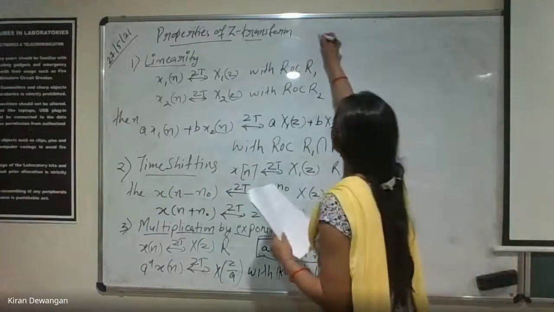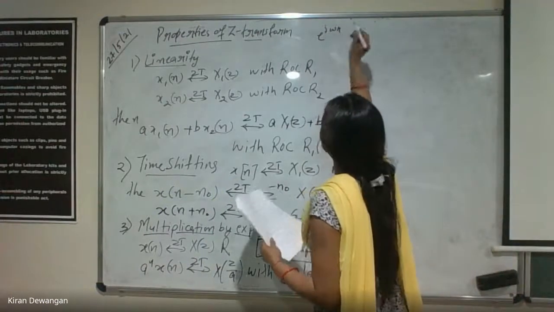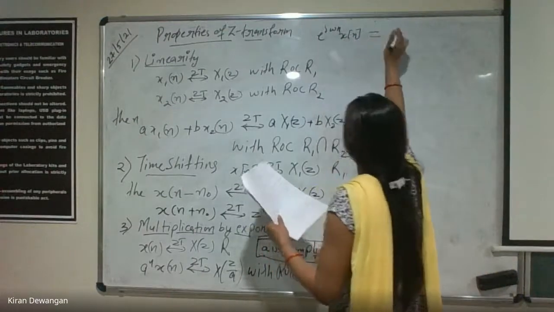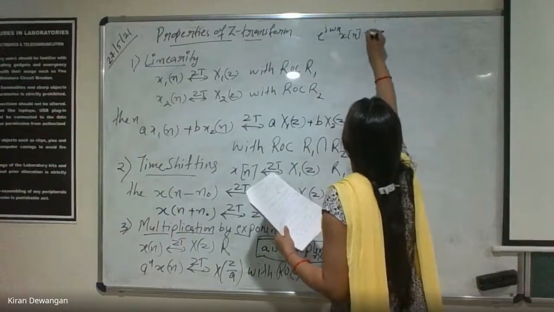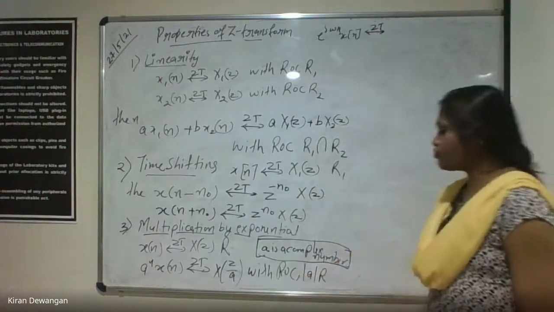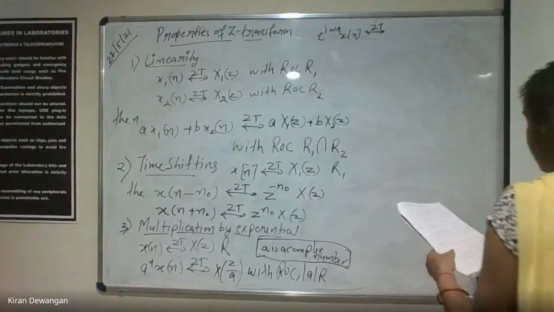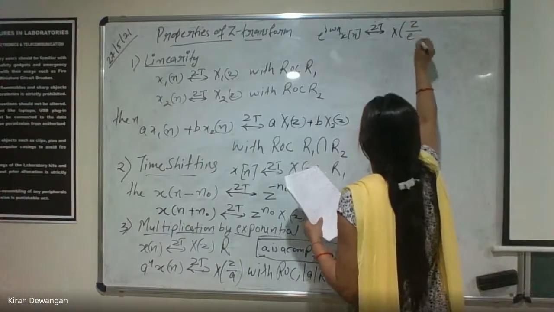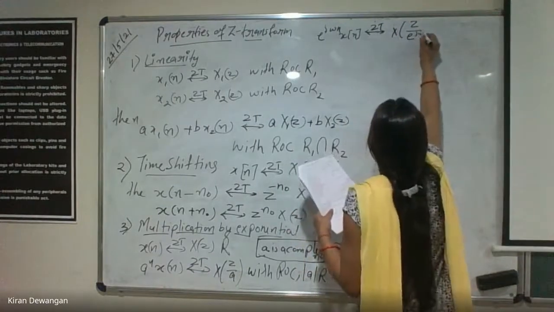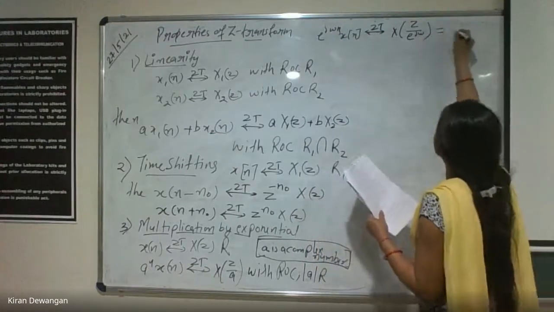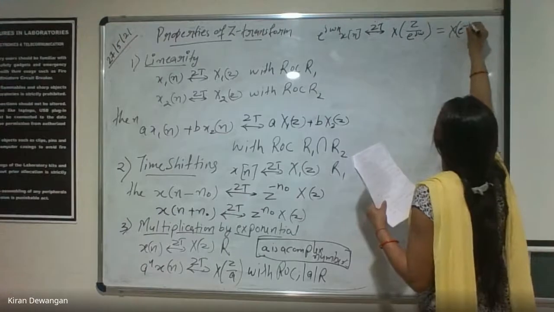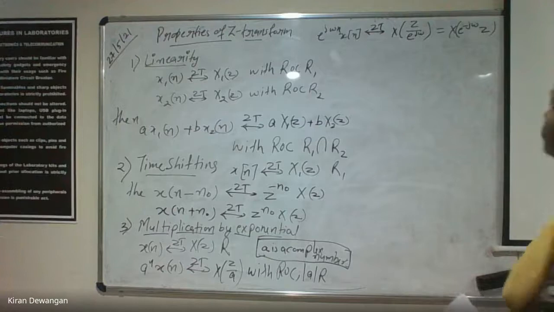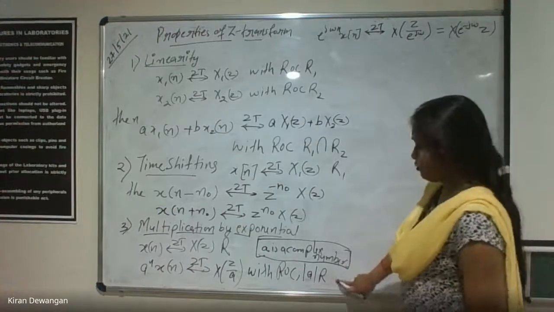That is, if e to the power j omega n is multiplied to x of n, in that case, the z transform, according to this property, becomes x of z by e to the power j omega. And this is x of e to the power minus j omega into z. So that is going to be our conclusion from this property.